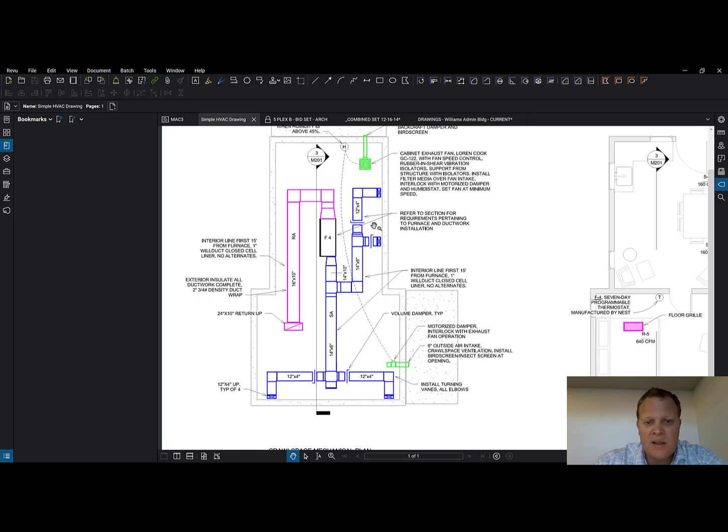So what's this little line right here? That's referring to a damper.